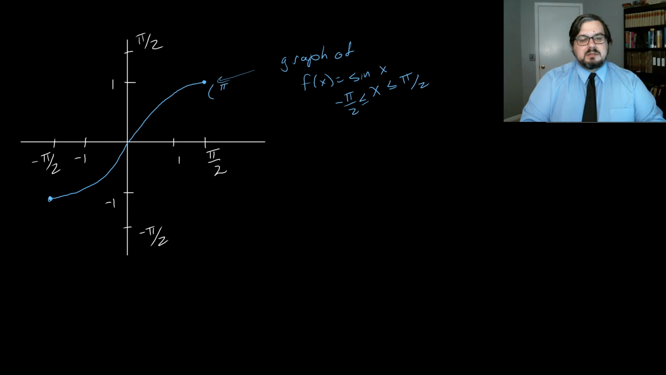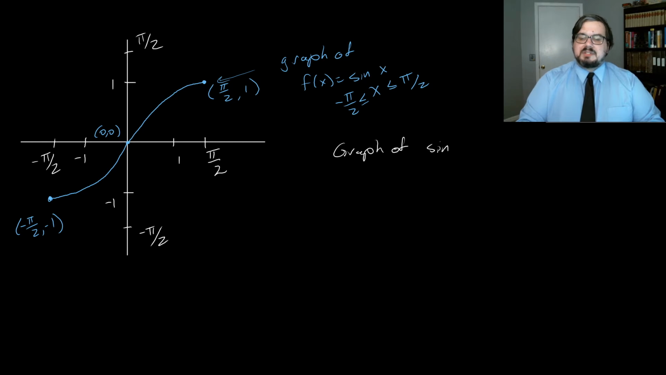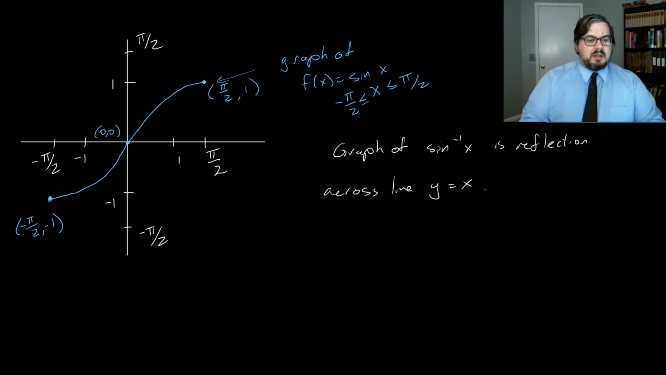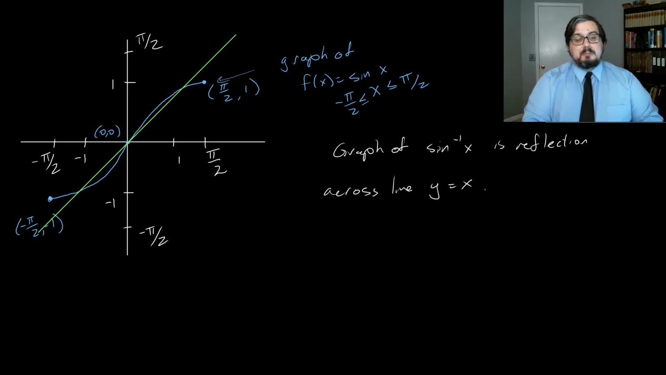Now there are a couple of points that I want to mention here. We've got pi over 2 comma 1. We have -pi over 2 comma -1. And I also want to mention the point 0 comma 0. Now the graph of inverse sine x is the reflection across the line y equals x. The line y equals x is the line at an angle of 45 degrees, and I didn't do that super perfectly there, but we will. It's easiest to see what's going on just by working with the points anyway. We're going to approximately be reflecting the blue graph across the green line here.